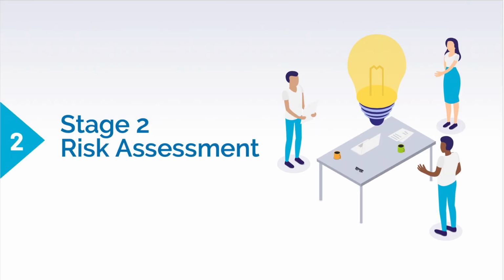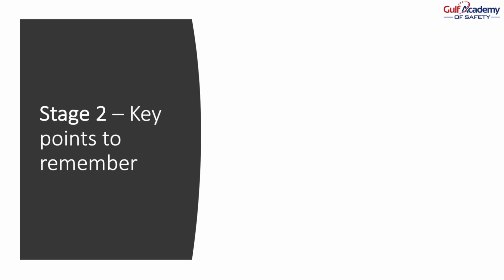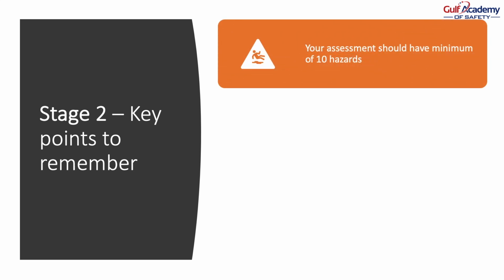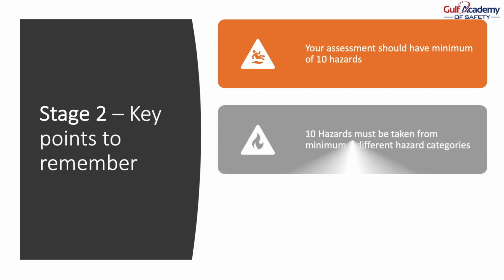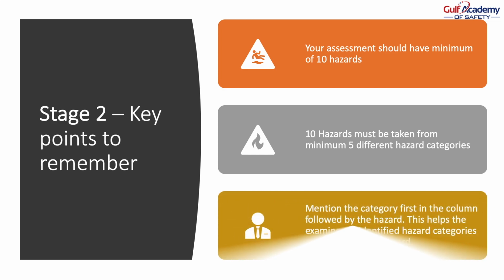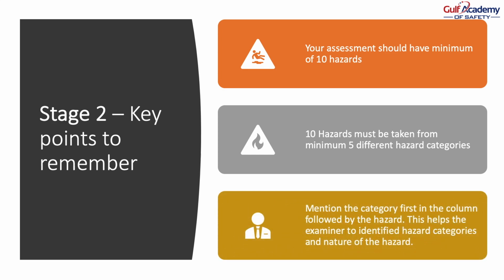Stage 2, risk assessment. Key points to remember. Your assessment should have a minimum of 10 hazards. The 10 hazards must be taken from a minimum of 5 different hazard categories. Mention the category first in the column followed by the hazard. This helps the examiner to identify hazard categories and the nature of the hazard.